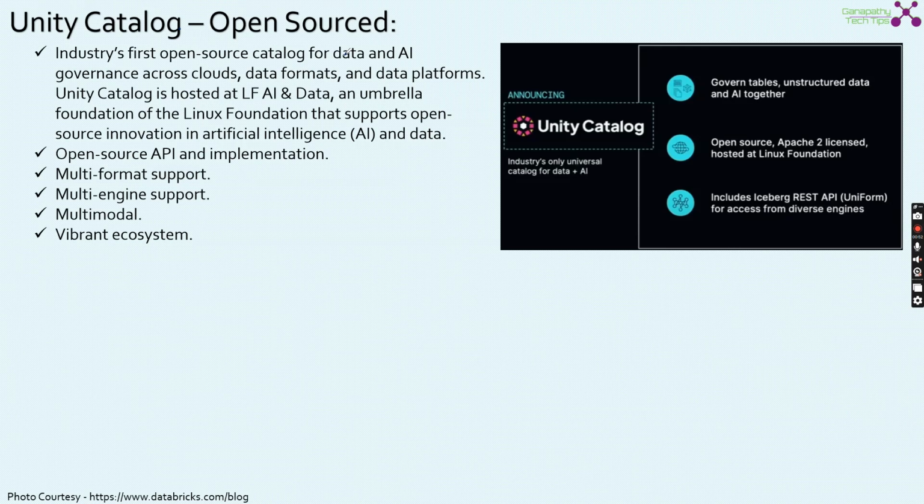So what is Unity Catalog all about? If you are practicing Databricks, you might already be aware of it. It's a data governance feature, which is very helpful to access and govern the data within Databricks. They are claiming it is the industry's first open source catalog.